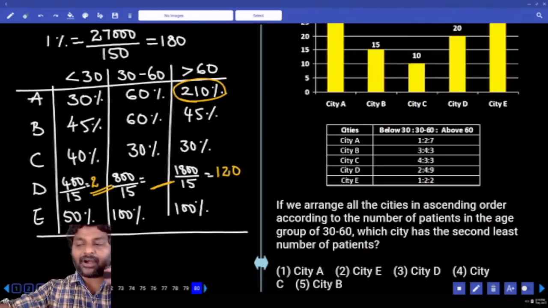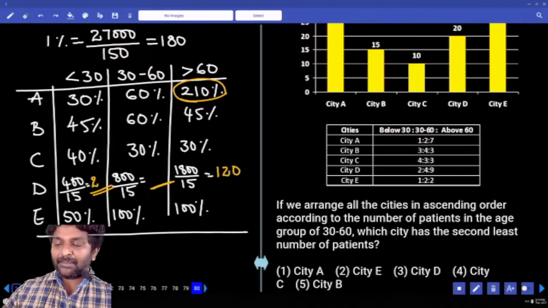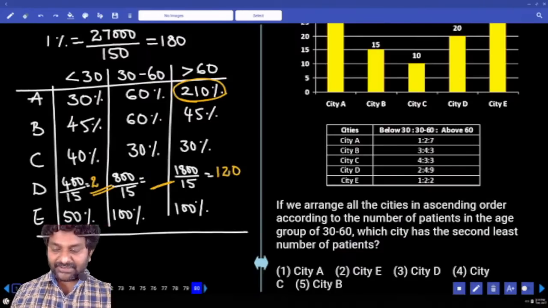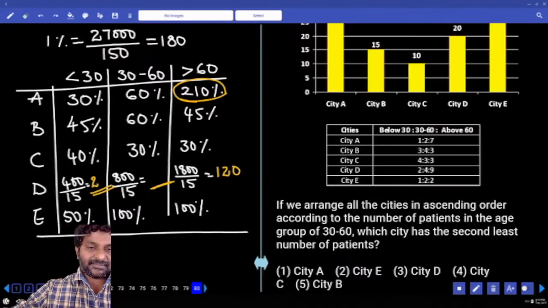If we arrange all the cities in ascending order according to the number of patients in the age group 30-60, which city has the second least number of patients?